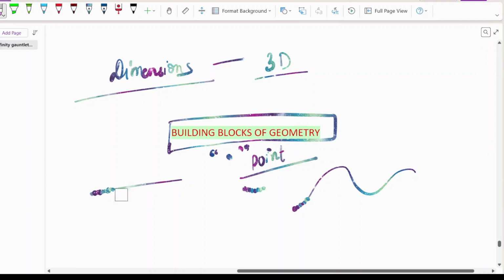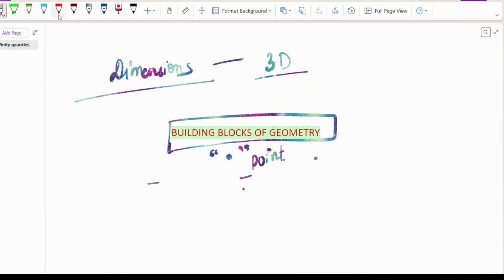If I ask you to make a point, do you require any length, any breadth, or any height to make a point? A simple question. No, we don't require any. And the 3D here represents the length, breadth, and height. To make this point, I need no length, no breadth, no height. So what is the dimension of it?